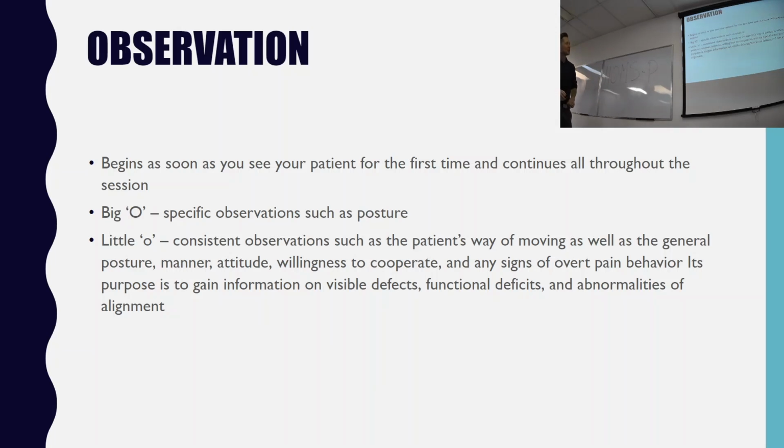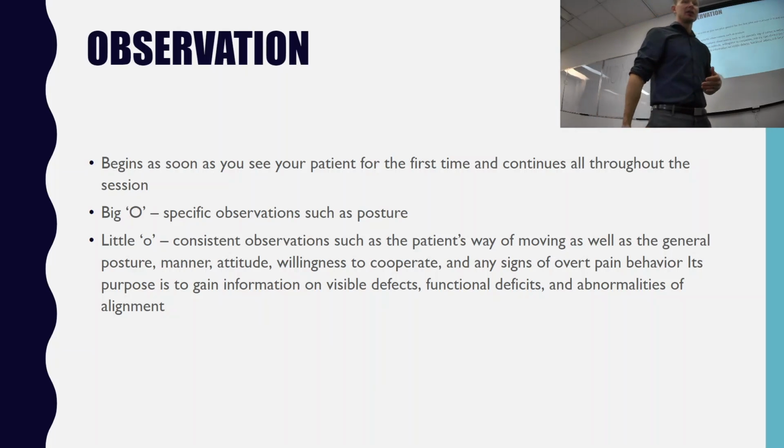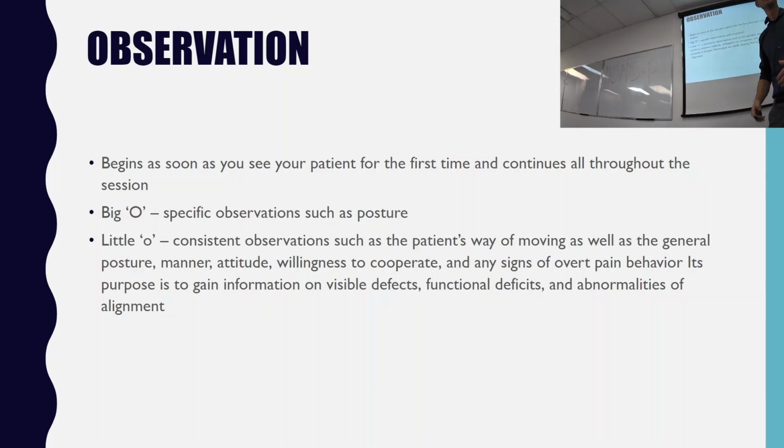Looking for any signs, pain behaviors. These are going to be postures like guarding postures, for example, holding one arm. Visible defects, functional deficits, and abnormal alignments. And again, it's happening throughout the entirety. So we see observation is very deliberate and specific, but also consistent.